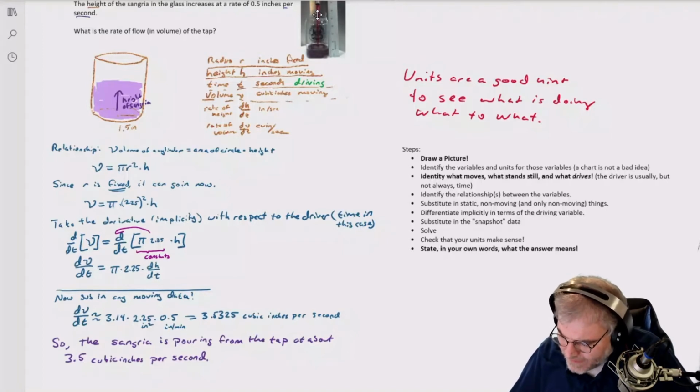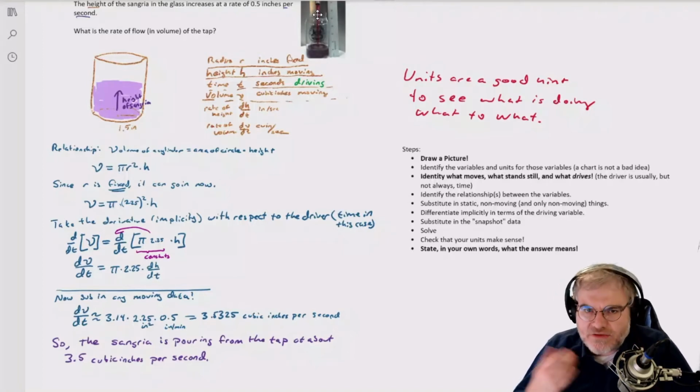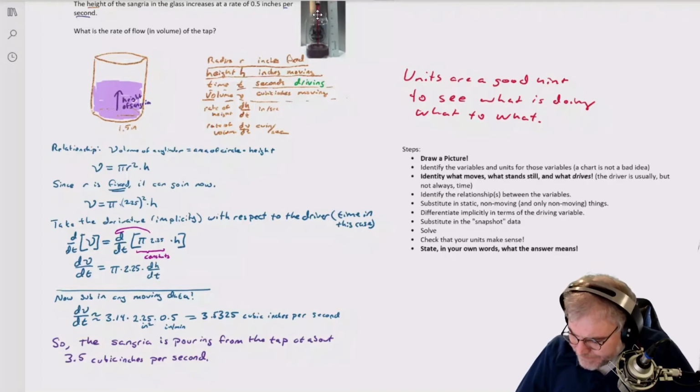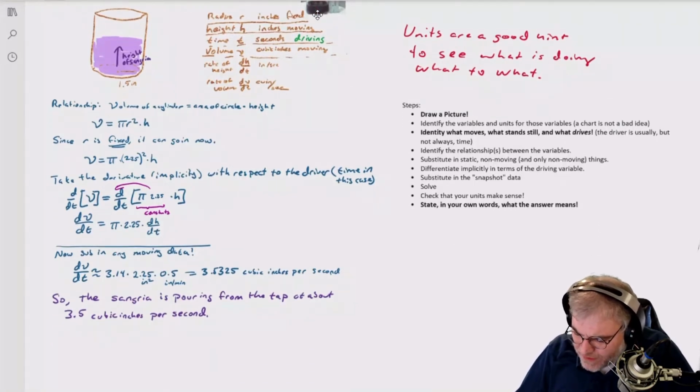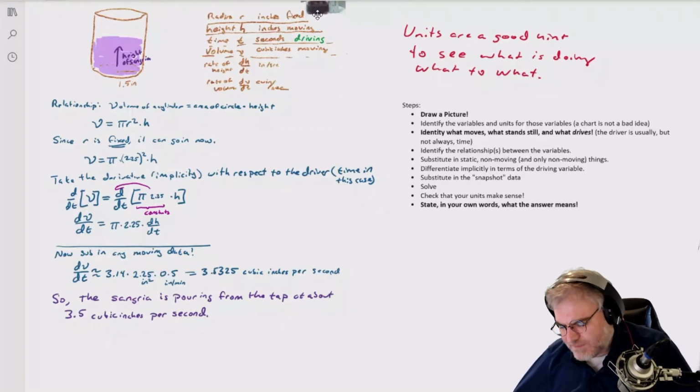Okay. Now I implicitly differentiated in terms of the thing that drove, in this case, time. And then I would substitute any snapshot data. We'll get to what that is in a minute, but this is where I sub in the moving stuff. So I didn't have a V or an H left over, right? They went away, and all I was left with was a dV over dt and a dH over dt. So then I subbed in the 0.05, and because I was dealing with decimals, I went ahead and changed the pi to 3.14. Now, if I wasn't dealing with decimals, I wouldn't have done that. I would have kept it like it is.